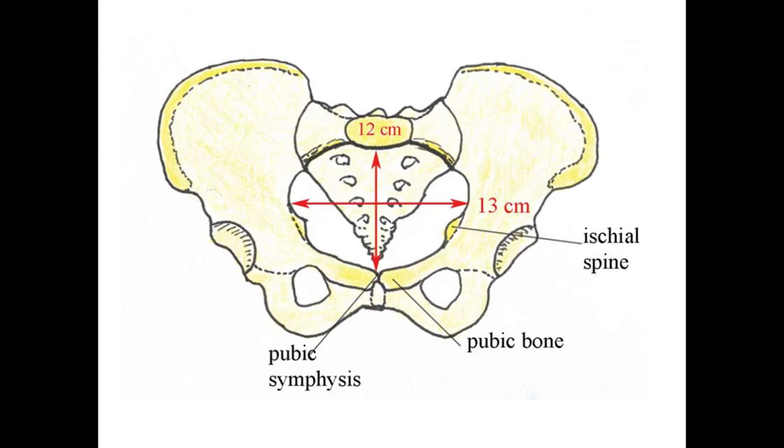So we have 2 lie, we have 3 presentation, and from these 3 presentation we have 3 position of the fetal head. Each position of the fetal head has 8 variability.